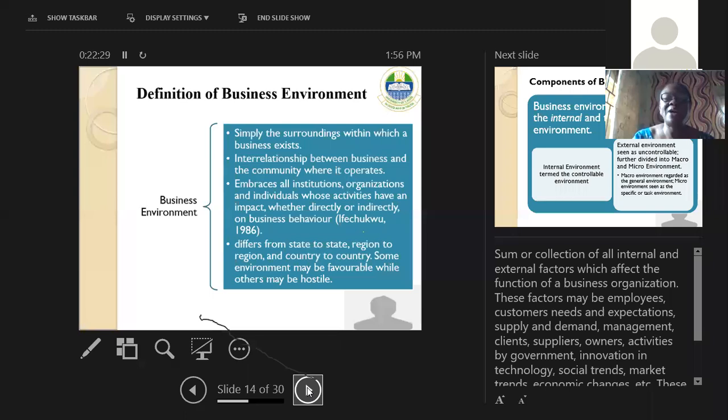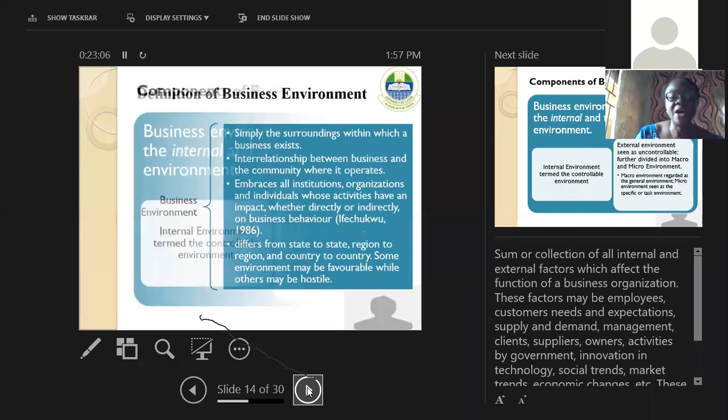And this business environment may differ from society to society, even region to region, country to country. You can see now that the business environment, let's even say in the East now, is not the same as the business environment in Lagos, because in Lagos there is stability. In the East, we don't have that stability. People are scared to move out or to go about their businesses. So sometimes it is favorable, like we have it here now, we're enjoying some favorability because there is peace. And sometimes too, it may be hostile. Those there now are facing the hostility that is going on within their environment.